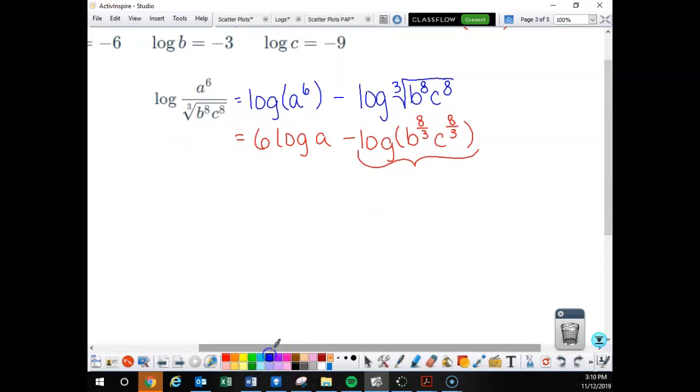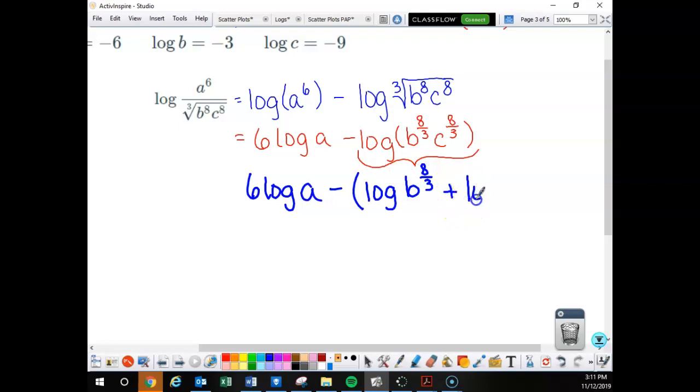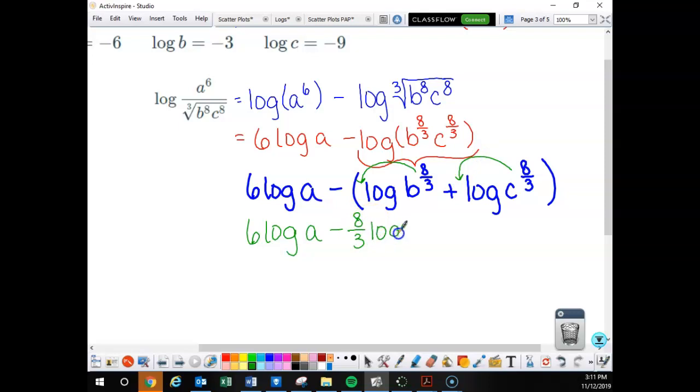So I'm going to have 6 log A minus, now I have to put this in parentheses because I'm subtracting all of this. So then I have to subtract log of B to the 8 over 3 plus log of C to the 8 over 3. Okay, and so basically I'm distributing that negative to that sign as well. So this is 6 log of A minus, and I'm going to go ahead and move that 8 over 3 to the front. So it's minus 8 over 3 log of B minus, right, because of this negative, 8 over 3 log of C.